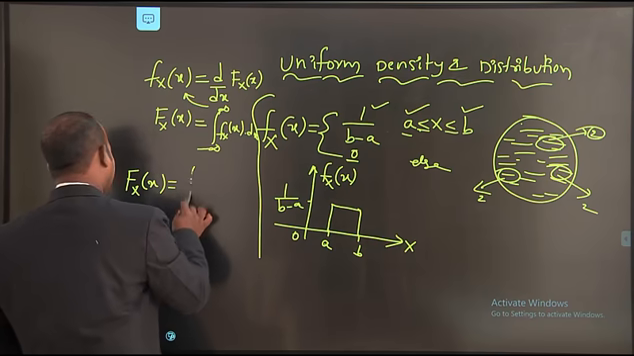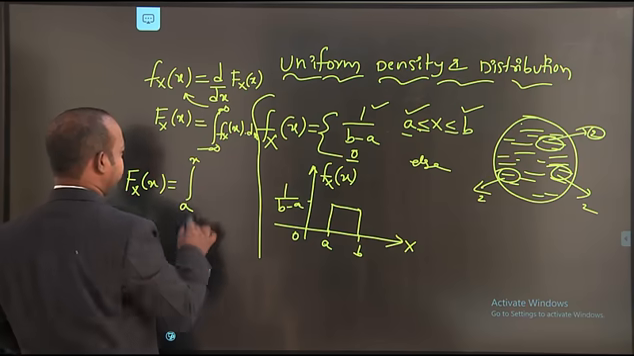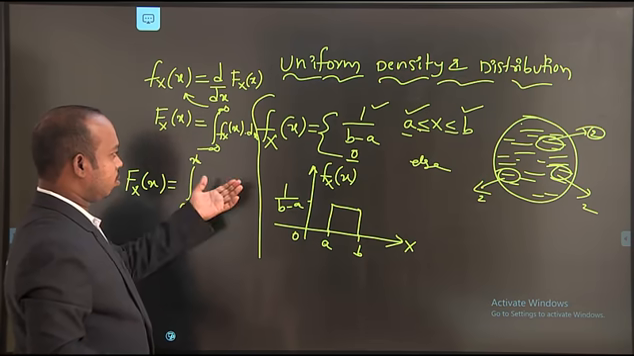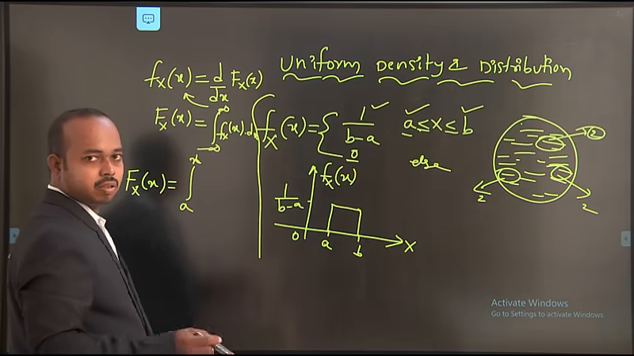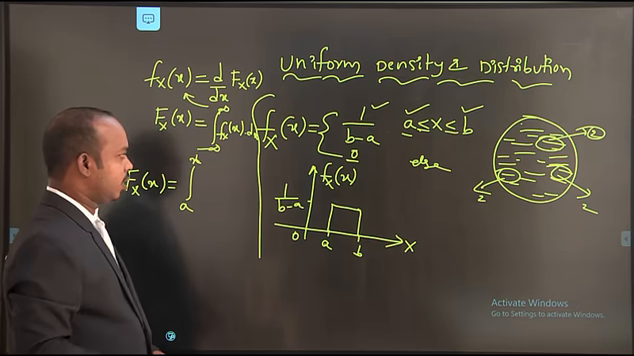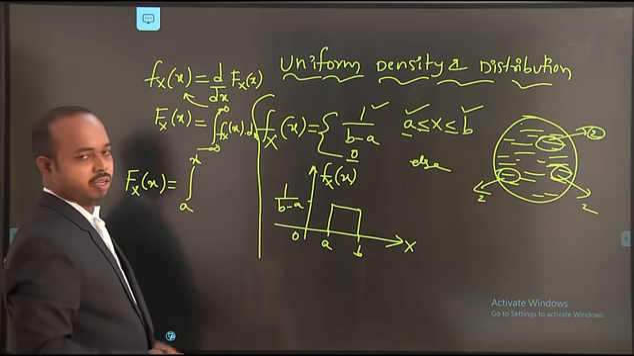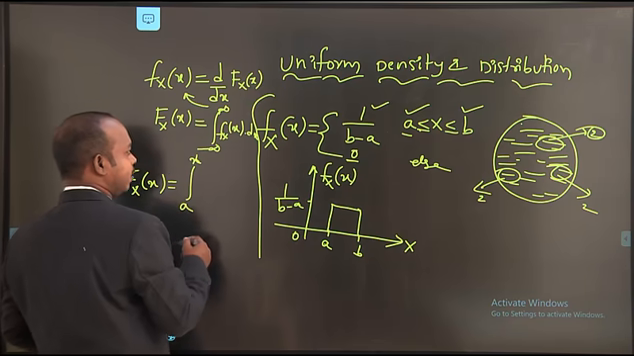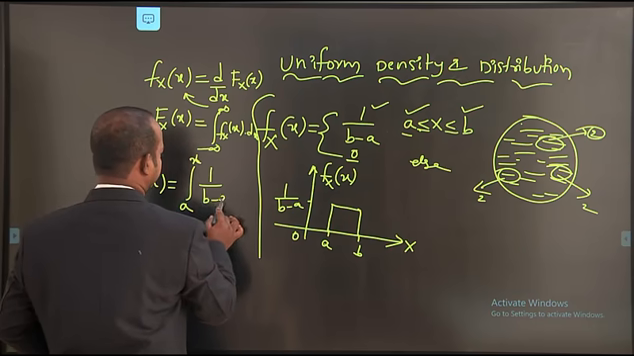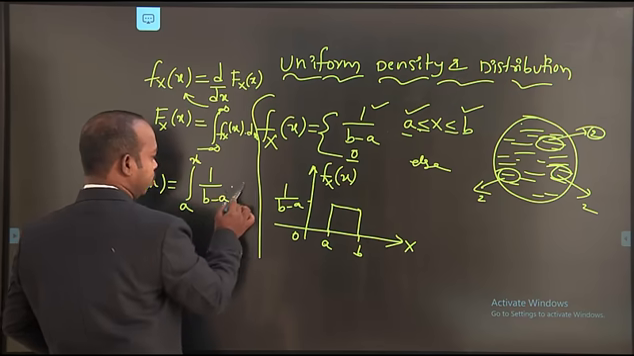the lower limit is small a and the higher limit is x. You can take either small x or capital X; here I am taking small x, the reason being x is an event. So the limits are a to small x. Now I write the density function, which is 1 divided by b minus a, into dx.